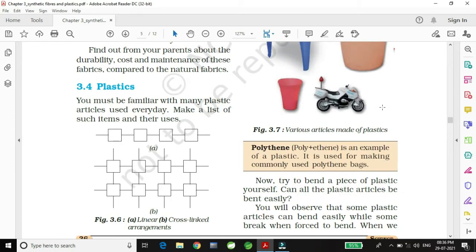Next is plastic. You must be familiar with many plastic articles used every day. Make a list of such items and their uses. We know many plastic items which we use day to day, like bucket, mug, cup, plastic cups, or the jars which are kept inside our kitchen. Mostly the things which we use in our day to day activity are plastics.